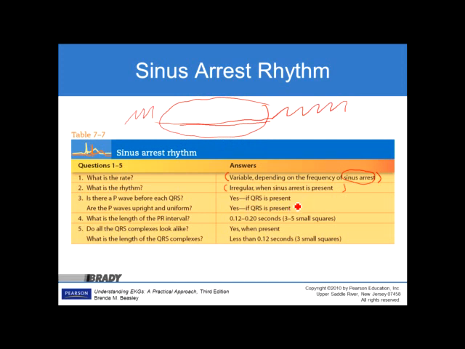Step 3 on this is, is there a P wave? The answer is going to be yes whenever it's fired from the SA node. And are they PURU? The answer is going to be yes, they are whenever it's conducted. What is the length of the PR interval? The PR interval should be less than 0.20. Do all the QRSs look alike? Yes. And they're going to be less than 0.12.